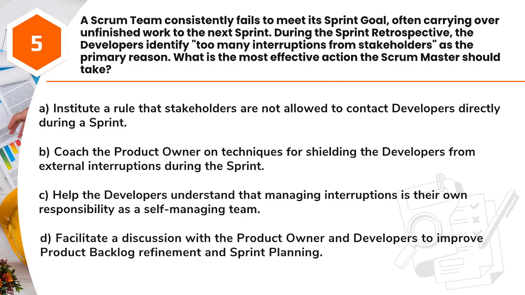A. Institute a rule that stakeholders are not allowed to contact developers directly during a sprint. B. Coach the product owner on techniques for shielding the developers from external interruptions during the sprint. C. Help the developers understand that managing interruptions is their own responsibility as a self-managing team. D. Facilitate a discussion with the product owner and developers to improve product backlog refinement and sprint planning.